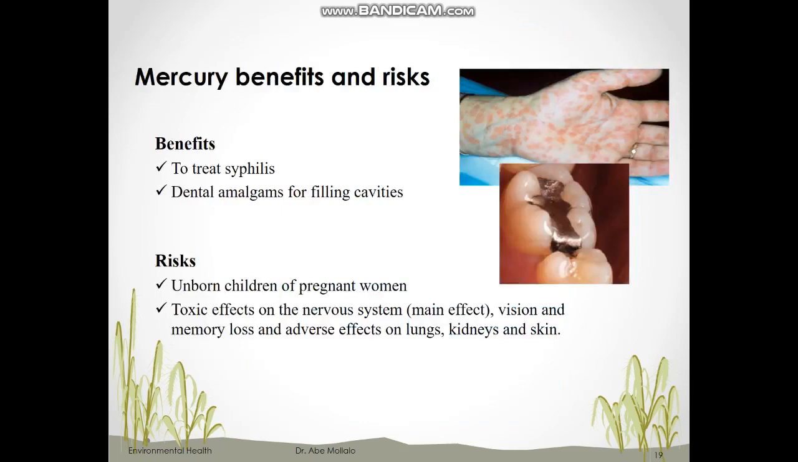That's why pregnant women should avoid eating specific fish that contain a high level of mercury, such as swordfish and shark. However, they can eat a variety of fish that are lower in mercury, 2 or 3 servings per week. But seafood with a high level of mercury can cause toxic effects on the nervous system, vision, and memory loss, and adverse impacts on lungs and kidneys.